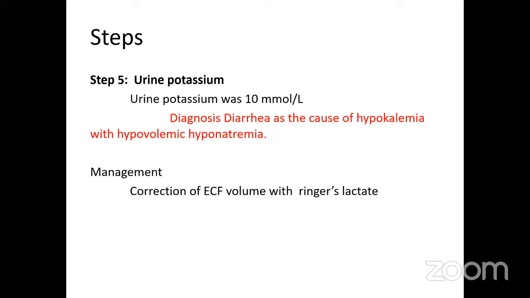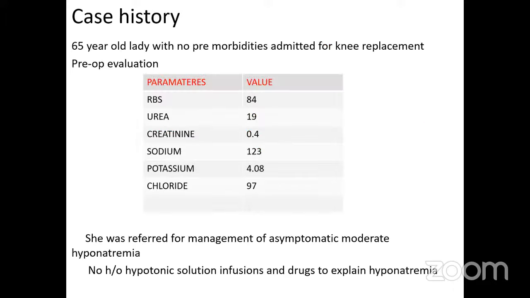What should be the management? You should correct the hypovolemia with Ringer's lactate, because whenever there is a potassium deficit associated with hyponatremia, we should correct the hypokalemia first and then address hyponatremia. Because correction of hypokalemia itself, to a certain extent, will correct the hyponatremia.